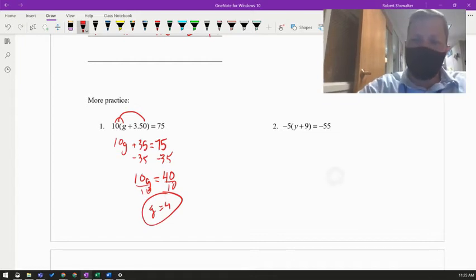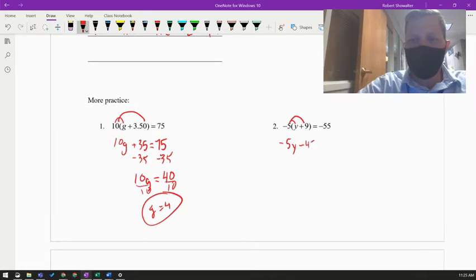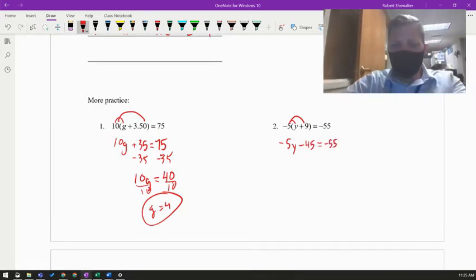Now, when we have here, we have negative 5 times y, negative 5 times 9. So negative 5 times y is going to be negative 5y. Negative 5 times 9 will be negative 45. And that's going to equal negative 55. We go ahead and do this.